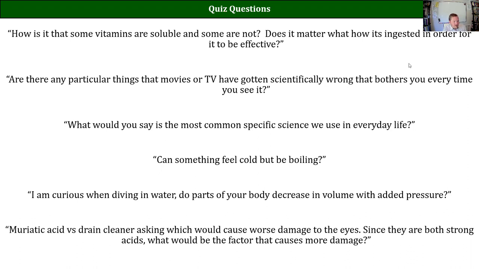And last but not least, for the random questions, muriatic acid versus acidic drain cleaner. They're both strong acids. Muriatic acid is hydrochloric acid. Acidic drain cleaner is generally sulfuric acid. Since they're both strong acids, what would be the factor that causes more damage? Well, there are two aspects of it, really. If they're both strong acids, they're both going to dissociate 100% when you put them in water, right? They're both going to give away their proton 100% of the time. But if you have more moles of one of them, if one of those acids is more concentrated, then it can cause more damage because it has more H pluses it can give away.